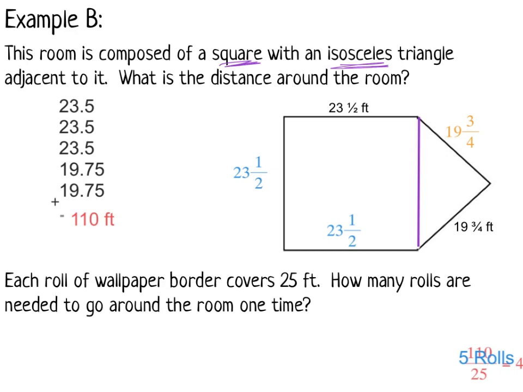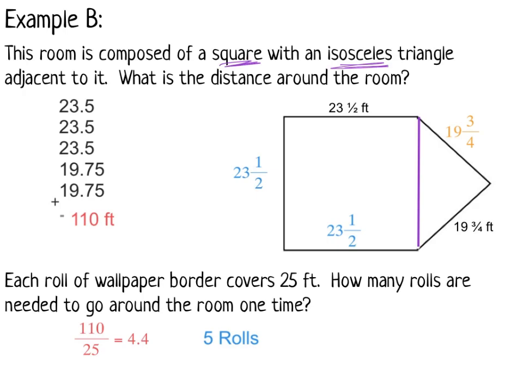But the other problem was, if I have wallpaper that covers 25 feet, how many rolls am I going to need? So I'm going to take the 110 feet that I have, I'm going to divide that by 25, because it covers 25 feet in each roll. When I do that, I end up with 4.4. But I can't buy 4.4 rolls of wallpaper. They don't sell them like that. You can only buy single rolls. If I buy 4 rolls, that won't be enough, because 0.4 will still not be covered. So I must purchase 5 rolls of wallpaper in order to cover the entire wall.